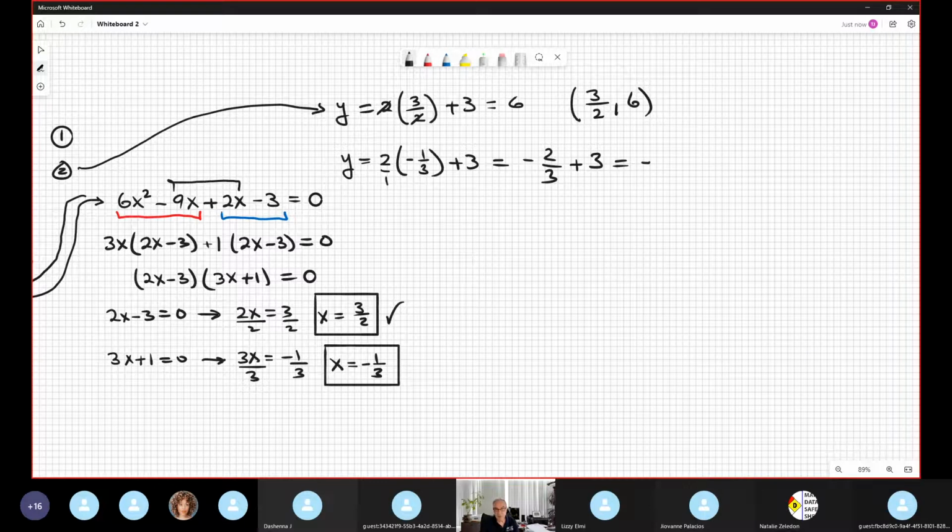This is minus 2/3. Minus 2/3 plus 9/3, no? Because 3 times 3 is 9. So it's 7 over 3, positive. Yeah. And the point is negative 1/3, comma 7 over 3. Super. Very, very well.